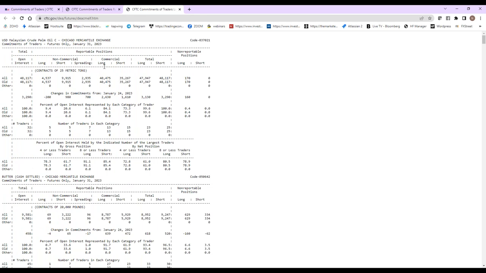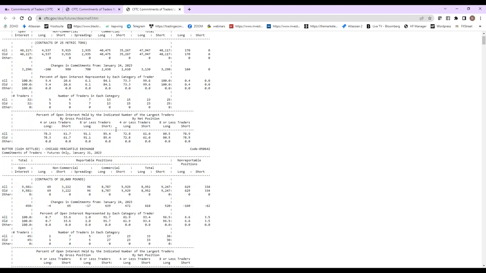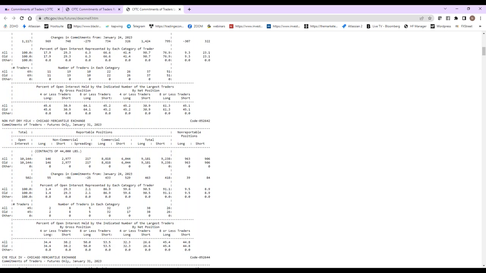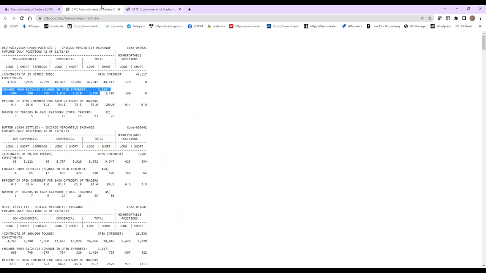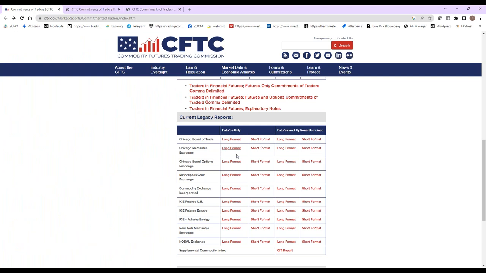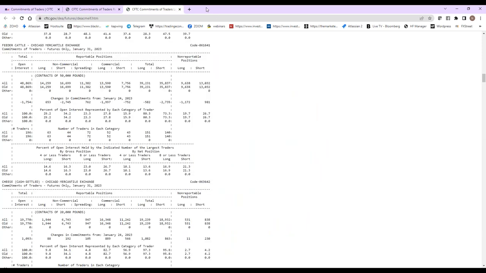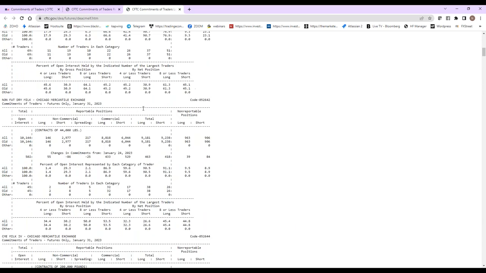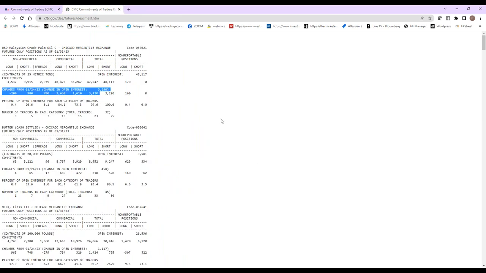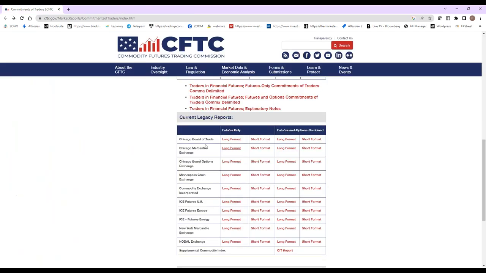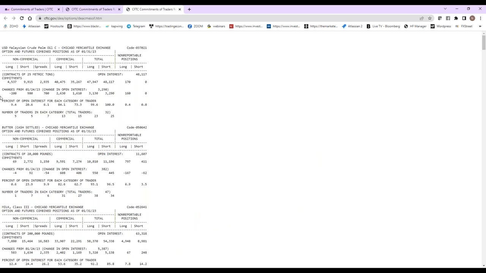Now I'm going to open the long one. In the long one, we don't have palladium, so it's not in the long format, and that strengthens our bearish signal. So I will close the long one, since it's not in this report. Instead, this report has the Malaysia crude palm, which we are not interested in, so let's skip that. Let's keep the short format that we were checking earlier.